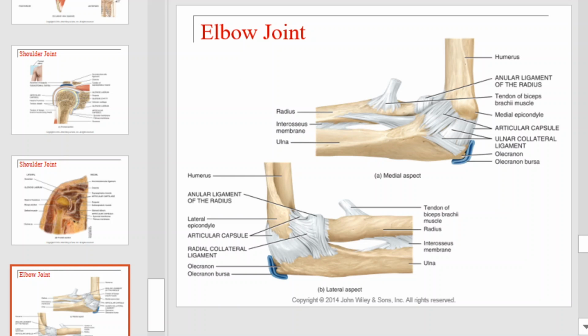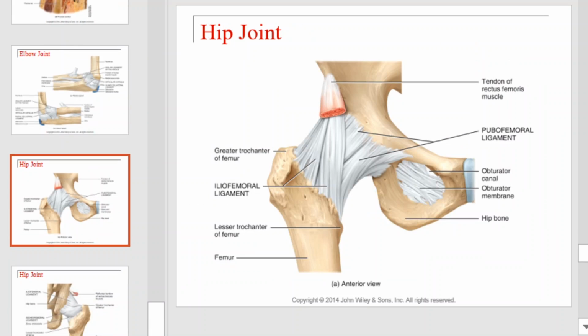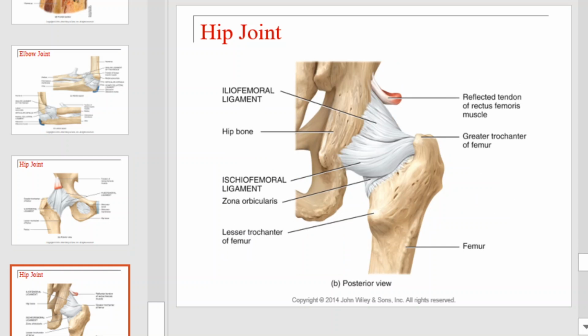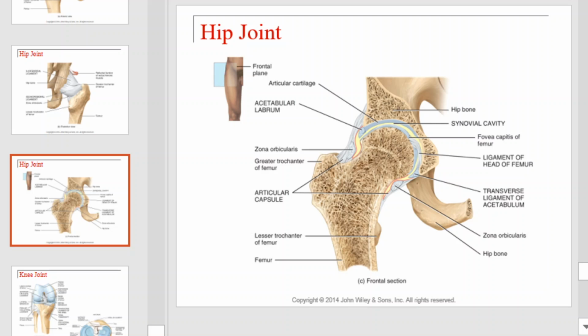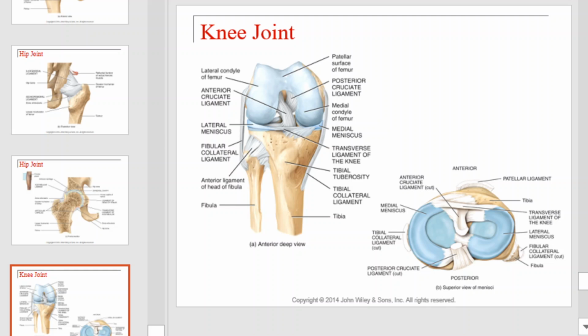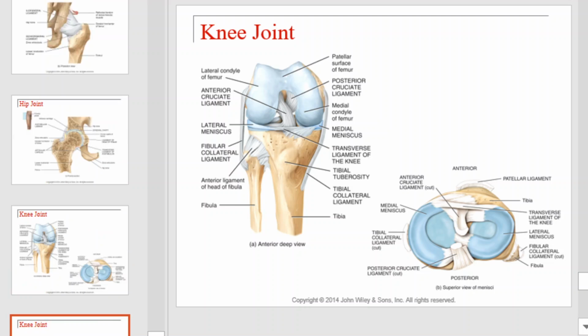Next, we have the elbow. This is your hip. Again, pause the video briefly and make sure you're familiar with each labeled structure. Here we have your knee joint, probably one of the most problematic joints in the entire body. Make sure to familiarize yourself with each labeled structure of the knee joint.